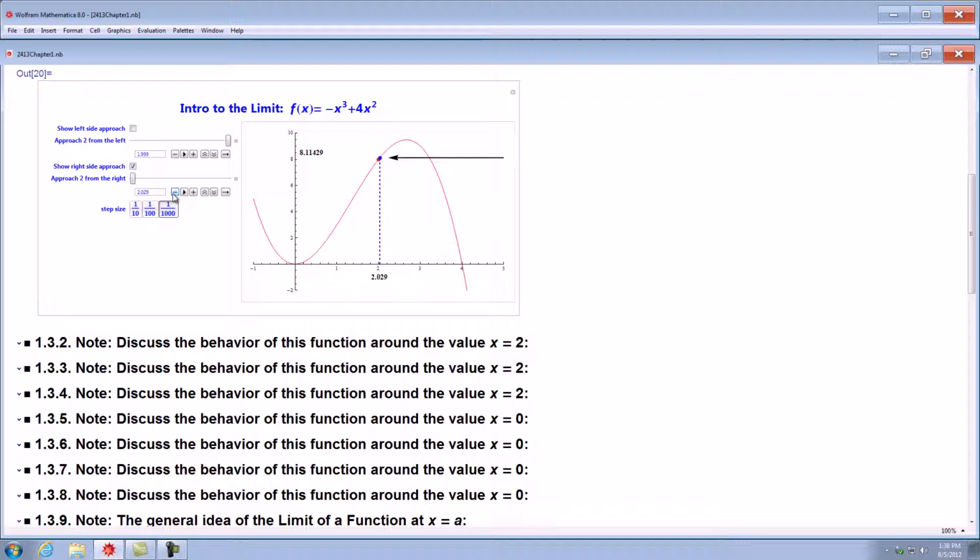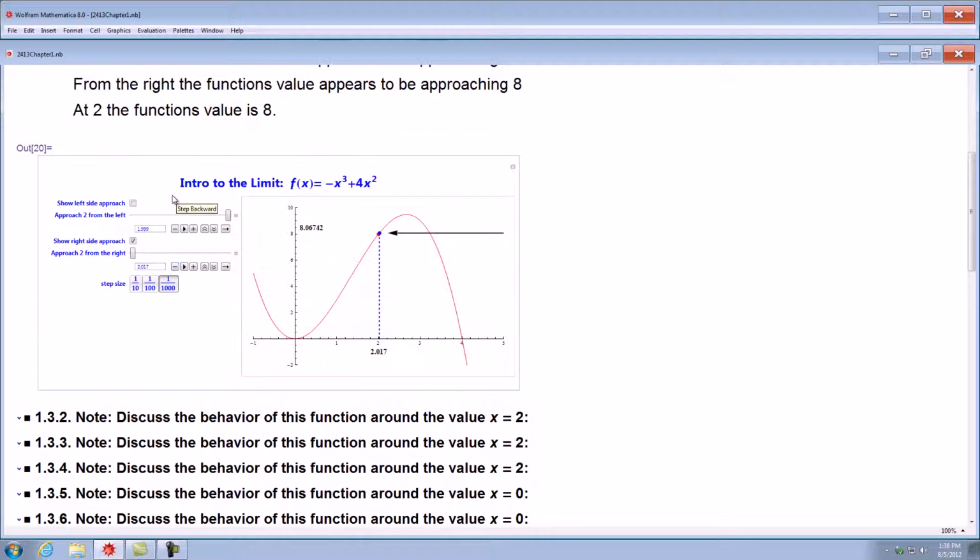So we're coming into a value of 2 from the right, and the value of the function is coming closer to 8, but it's actually bigger than 8. Notice when we were doing it from the left, it was smaller. Now we're bigger. But we're still headed towards 8.